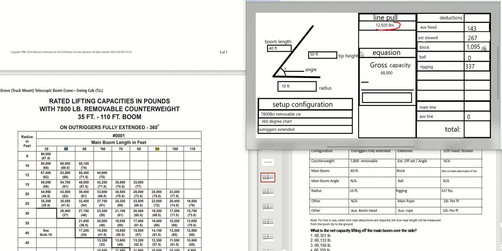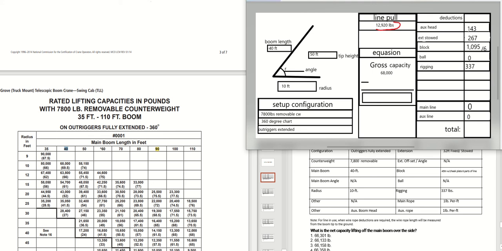Because 68,000 divided by 12,920 is 5.2, we'll automatically go to 6. So that means the 6 parts of line that we have here on our block, we need. We need all 6 parts of line. So that means that there will be no deduction for our parts of line.